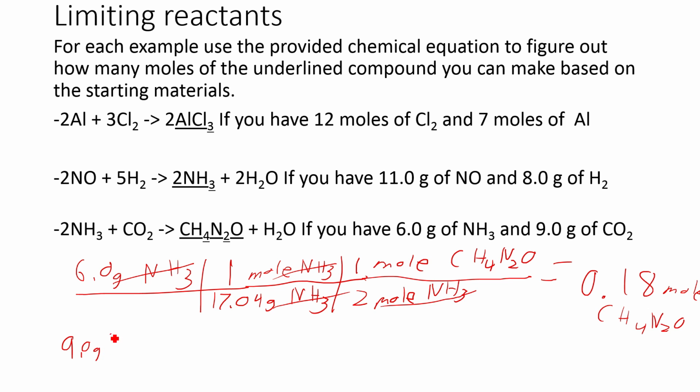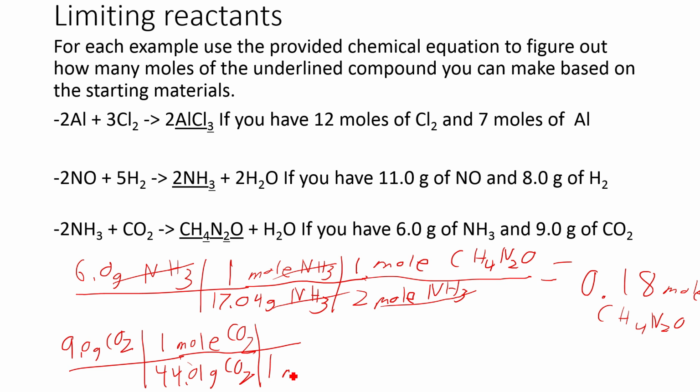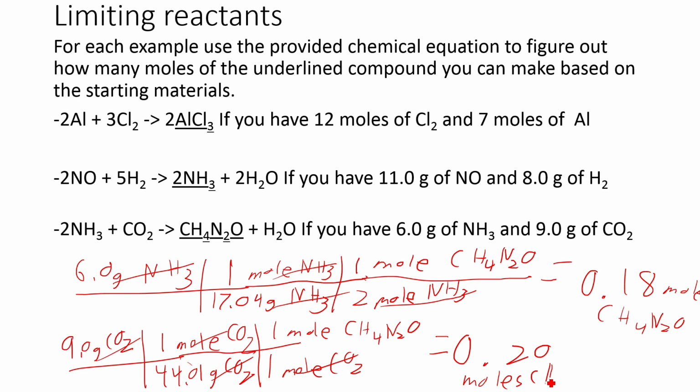Okay, so now let's do it for the other. We have 9 grams of CO2, and we know there's going to be 44.01 grams of CO2 per 1 mole of CO2. And then we can convert, this one just uses a 1-to-1 ratio, so 1 mole of CO2 makes 1 mole of CH4N2O. Moles cancel, grams cancel, we're left with moles of CH4N2O. So we get 9 divided by 44.01 times 1, and we're going to get that we would have 0.20 moles of CH4N2O. So again, this time our NH3 is going to be our limiting reactant. We can box that one.